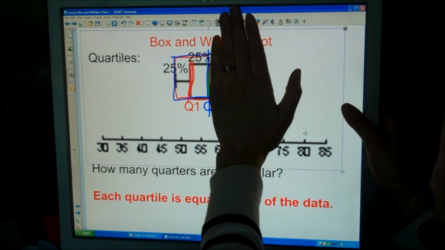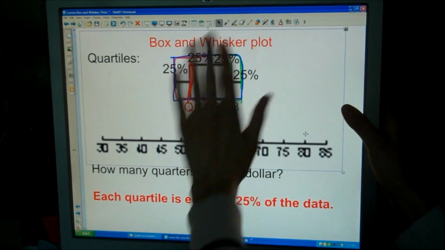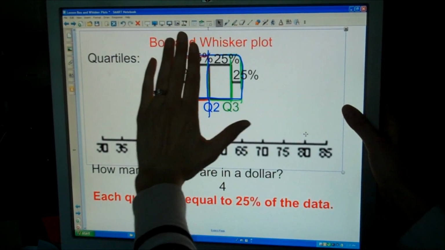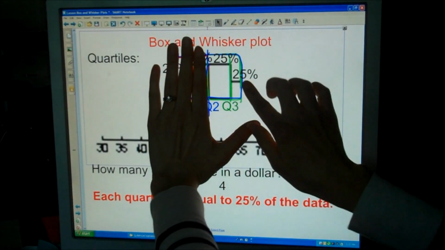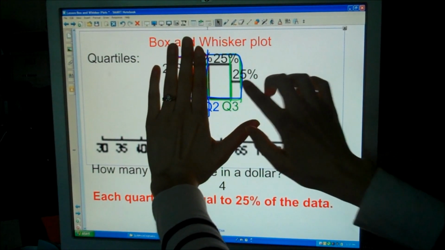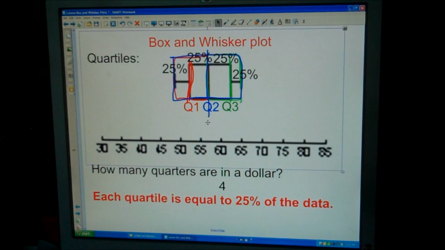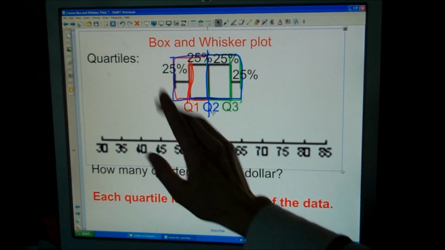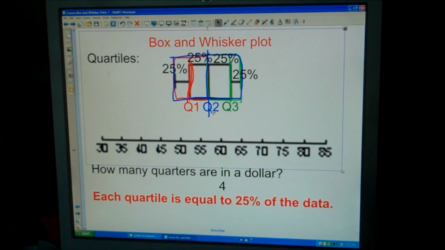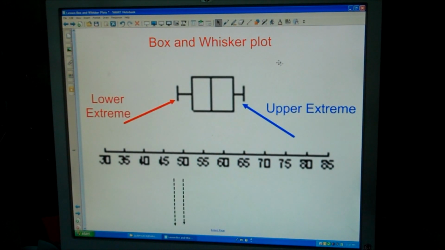When I said half, well, what's 25 plus 25? That's 50. That's half of the data. Quartile 3, that's the middle of the second half of the data. 25 plus 25 is 50%. Okay? And then we had quartile 2, which was right there in the middle. I had 50 over here and 50 over here. Very important.